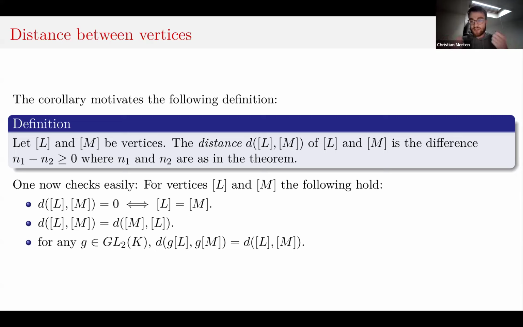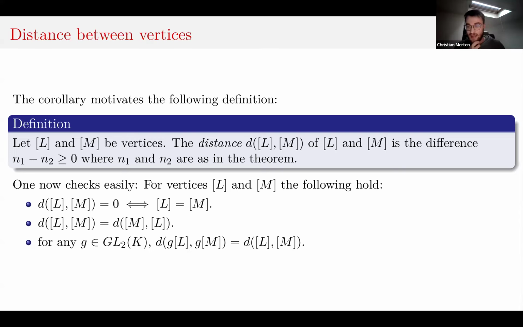And if we now define vertices to be neighbors, or to have an edge, if and only if the distance is 1, then this distance is better preserved by the action of GL2K, for GL2K to act on this graph in a meaningful way. Okay, and here I want to make a little interlude on the proof of this last step.